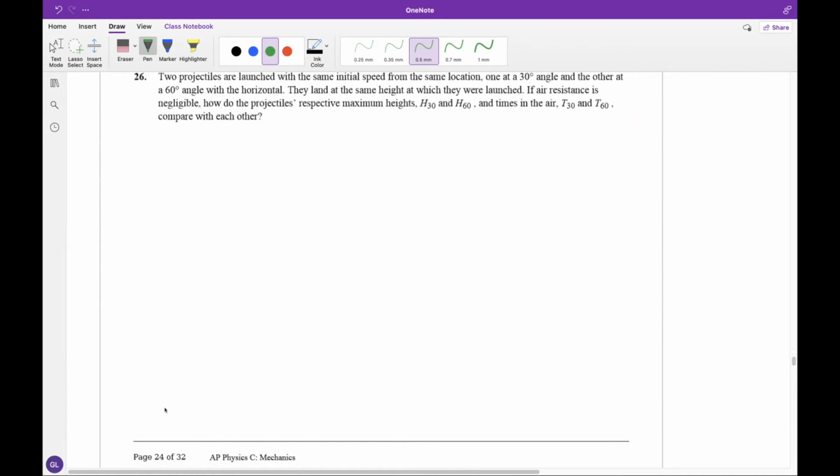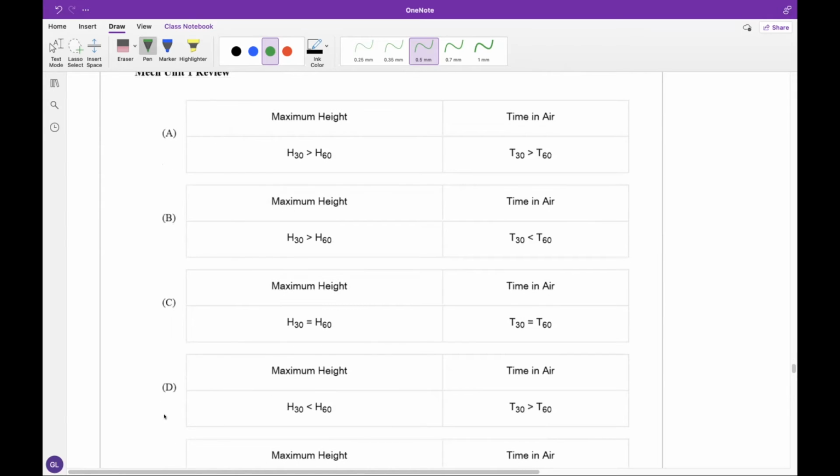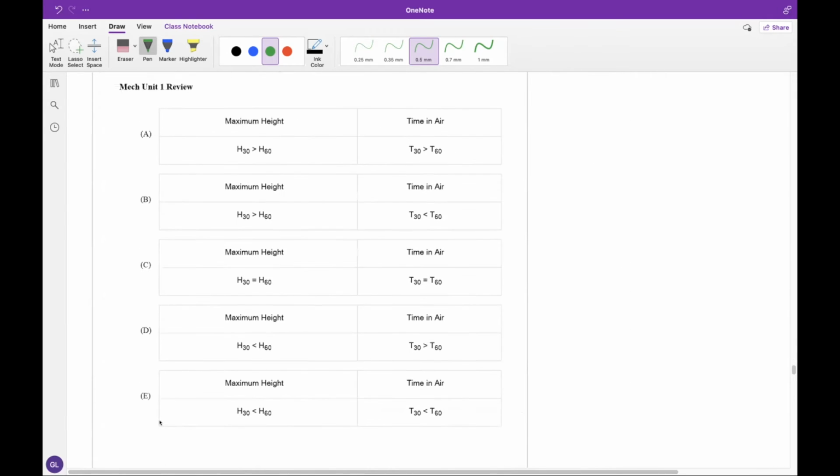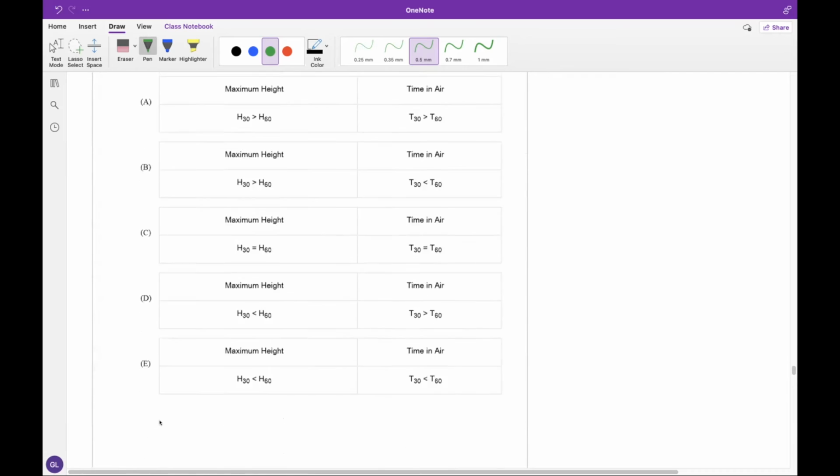Two projectiles are launched with the same initial speed from the same location, one at an angle of 30 degrees and the other at an angle of 60 degrees with the horizontal. They land at the same height at which they were launched. If the air resistance is negligible, how do the projectiles' respective maximum heights, 30 and 60 degrees, and the times in the air, T30 and T60, compare with each other? So here are our answer choices. And they are launched with the same initial speed.